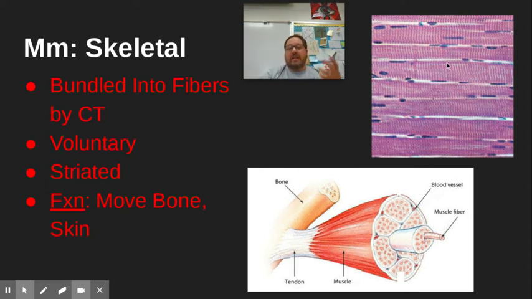We also say it's voluntary. If it's voluntary, that means you decide when it contracts. So skeletal muscle, it's striated, it's voluntary, and it's multinucleate. It has multiple nuclei.